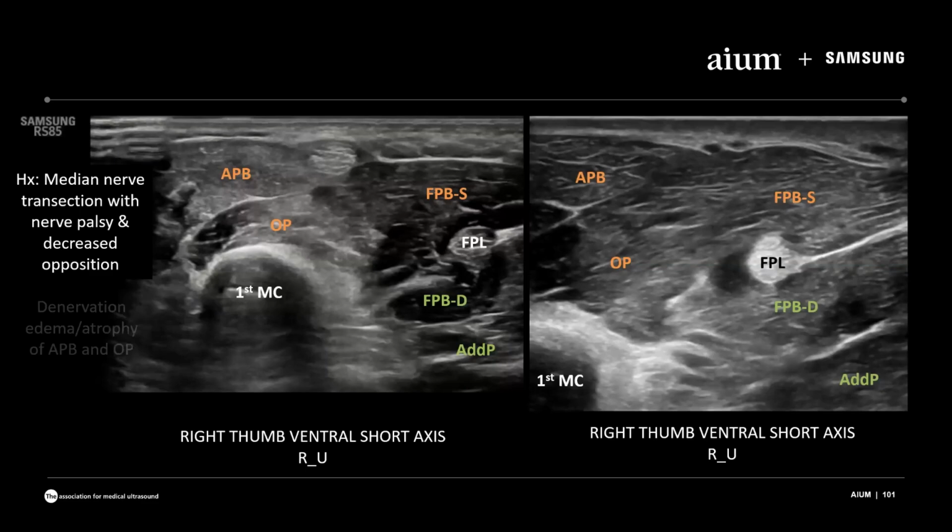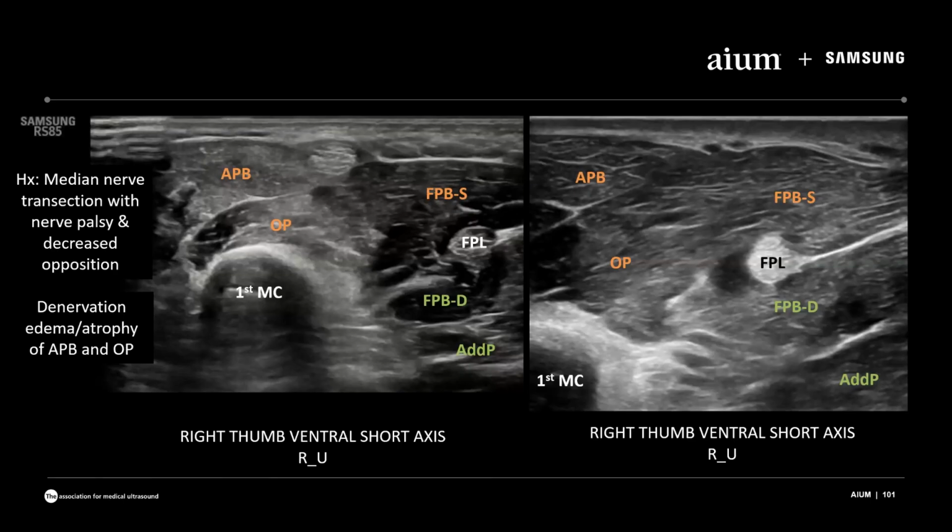We can see that the APB and the OP muscles, those are kind of echogenic and diminutive in size, suggesting that there's denervation, edema, and atrophy there. And those are part of the muscles of opposition. I think the flexor pollicis brevis superficial head is not involved here, either because the median nerve was not totally lacerated, or sometimes this muscle can have a variant ulnar nerve supply.